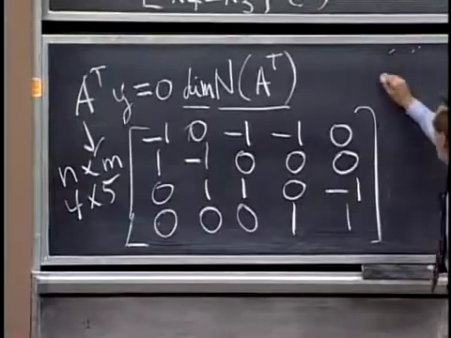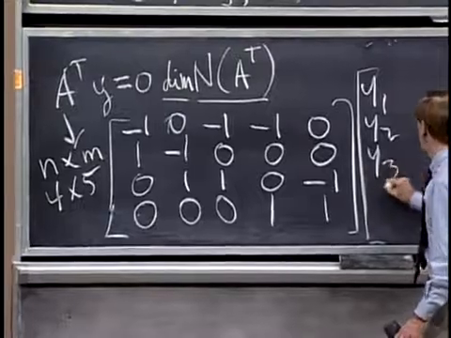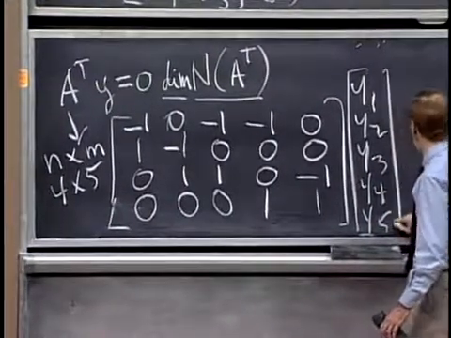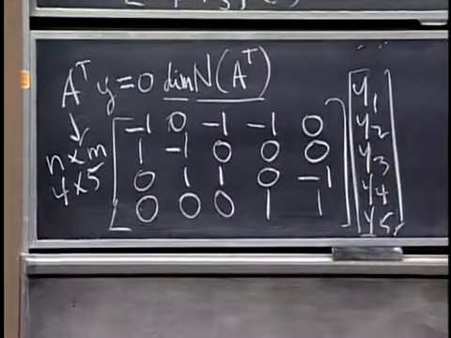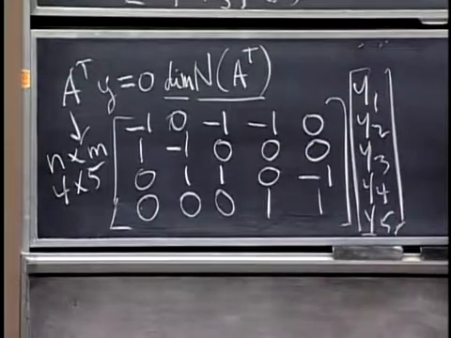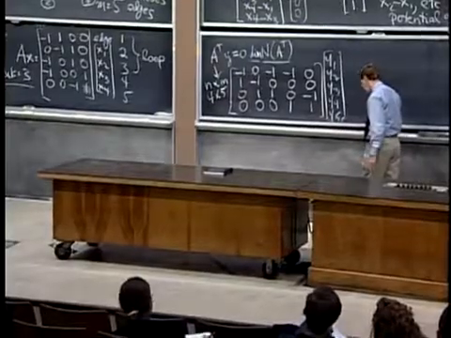That multiplies y: y1, y2, y3, y4, and y5. Okay, now you've had time to think about this question. What's the dimension of the null space? If I set all those, wow.